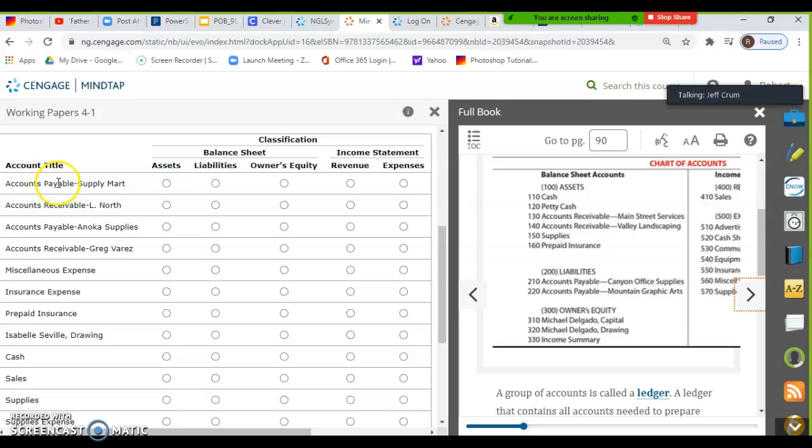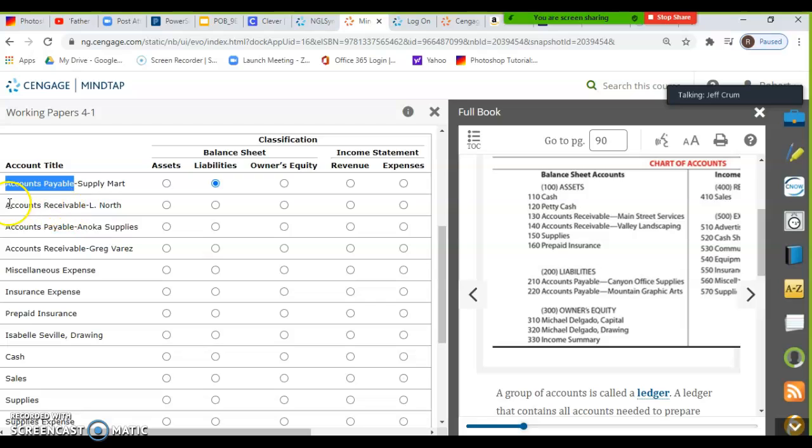So our first one is accounts payable, supply mart. So it tells you it's an accounts payable. So you can look on your chart here and you find accounts payable. Here it is under liabilities. So we'll put a click here for liabilities. I think probably you could get the picture of how this is going to work out now.